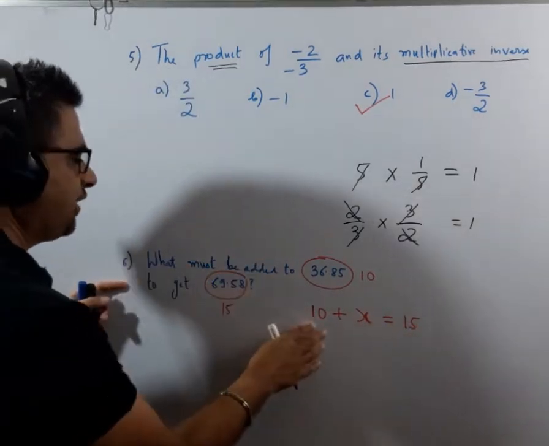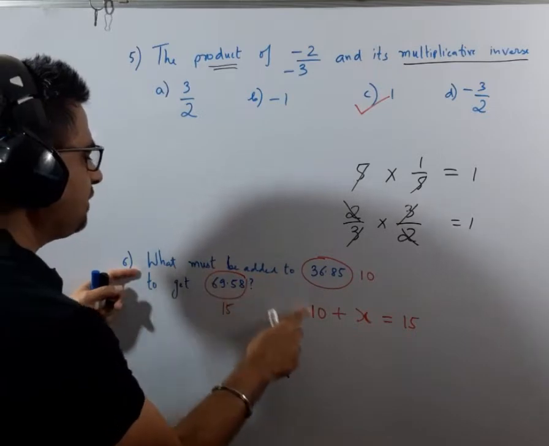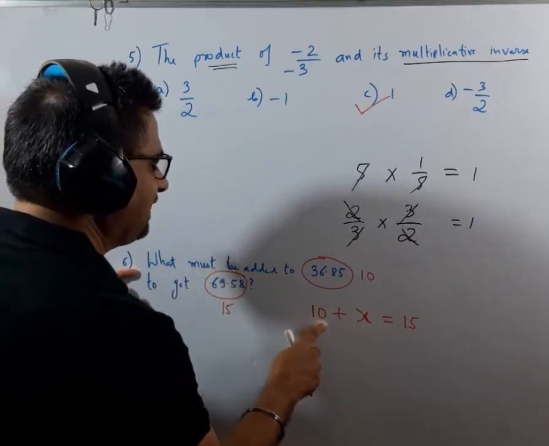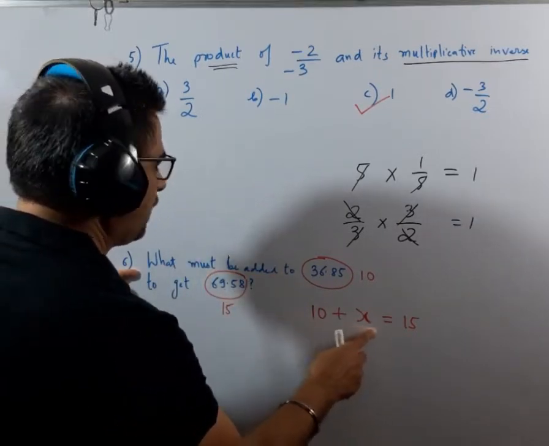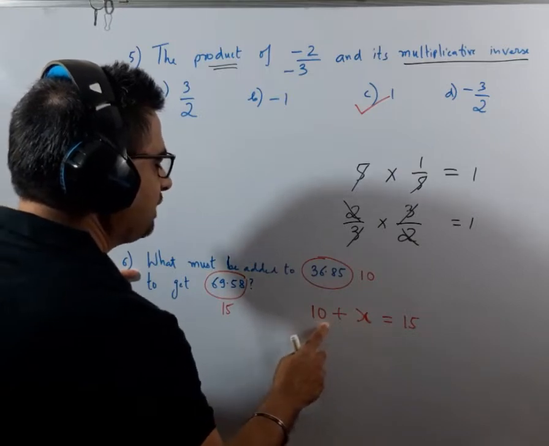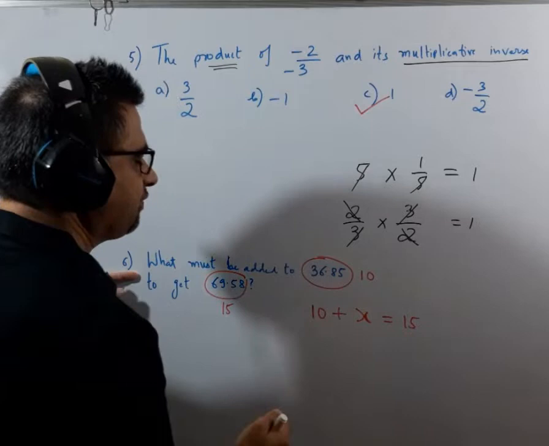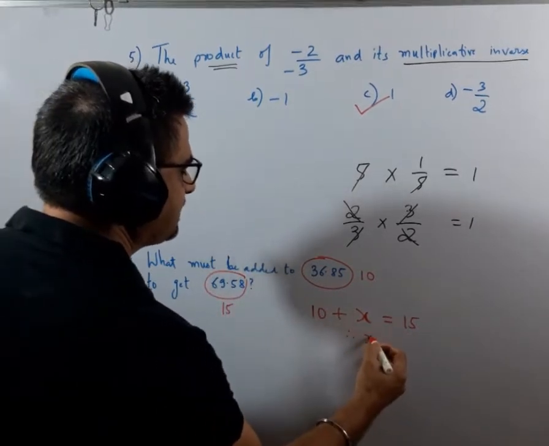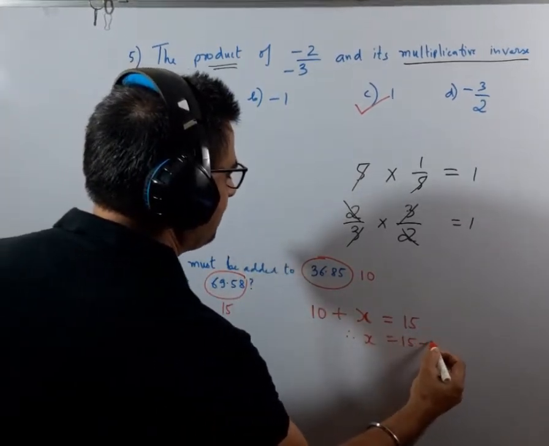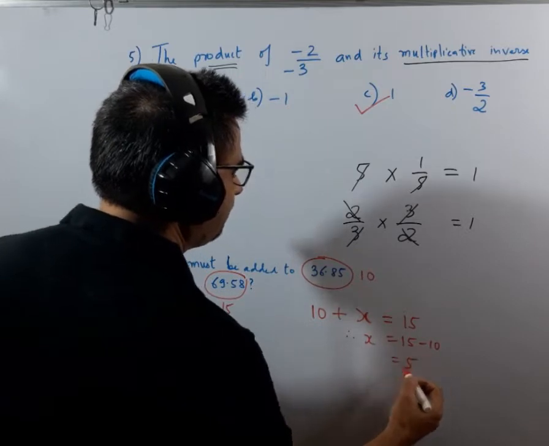Read the question and read this equation. What must be added to 10? And we are denoting that what by x. What must be added to 10 to get 15? And therefore, in this case, do you see that x is equal to 15 minus 10, which is equal to 5?